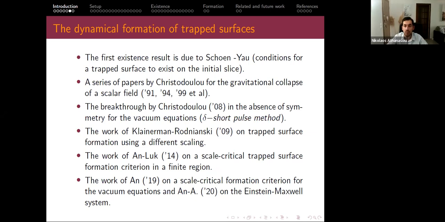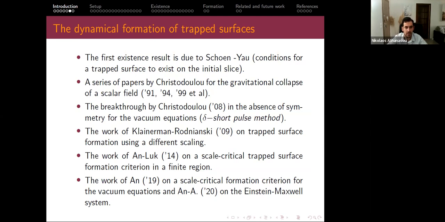In 2008. Subsequent developments are important developments. I cannot claim that this is an exhaustive list by any means, right? There is the work of Klainerman and Rodnianski a year afterwards on trapped surface formation using a different scale. Some of the benefits of the Klainerman-Rodnianski approach are that, first of all, they reduce Christodoulou's work from, say, 600 pages to around 120 pages. They reduce the number of derivatives of curvature to one, and they use a slightly different scale.